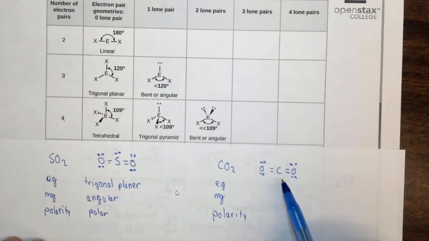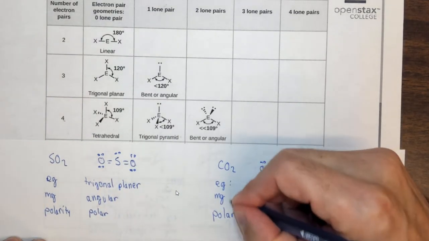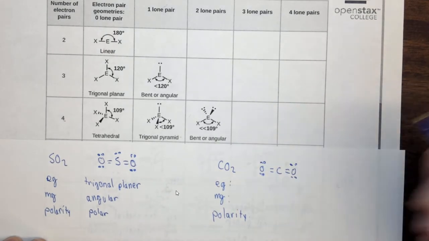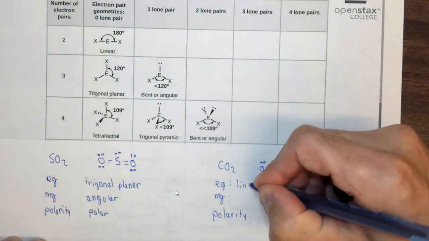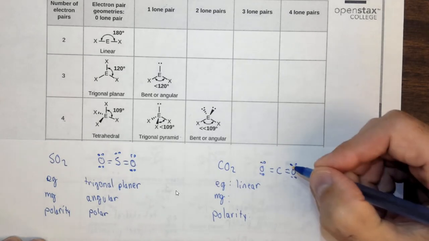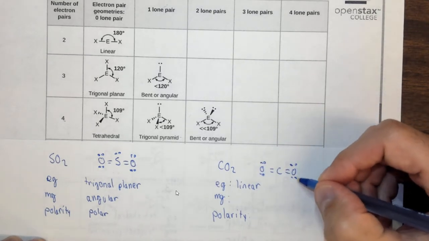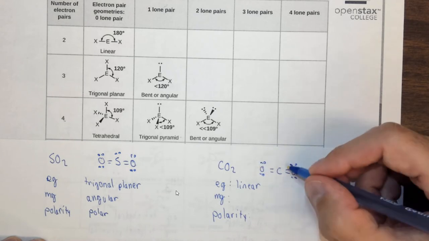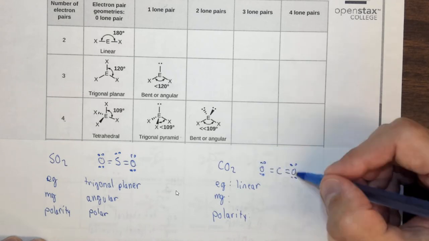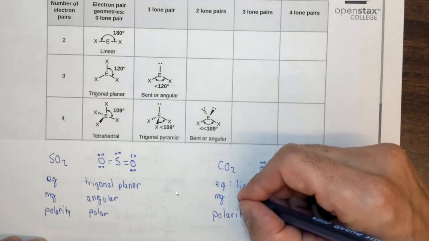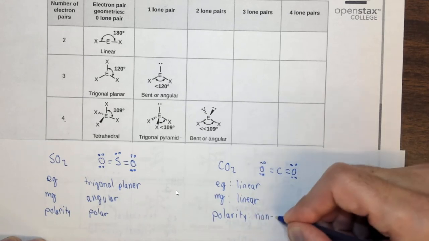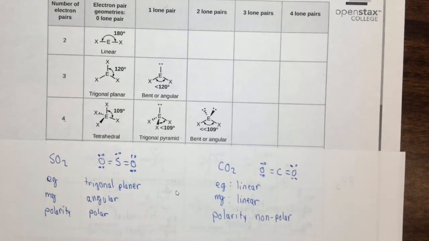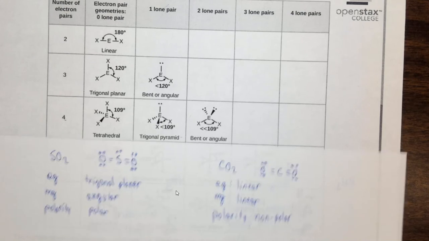In the case of CO2, which again looks very similar to SO2, we get different answers in all cases. So in this case, we have 2 domains. This is linear electron geometry. Both of those domains are oxygen, so neither one of them is a lone pair. So there's no lone pairs, so it's linear molecular geometry. And the polarity is nonpolar because both domains are the same. So every answer here is different, even though they look very similar. You have to draw the Lewis structure.